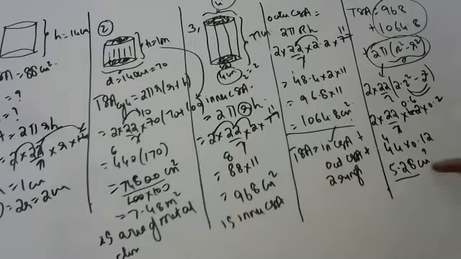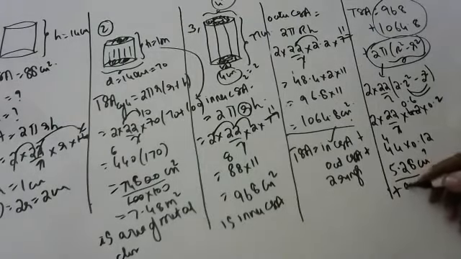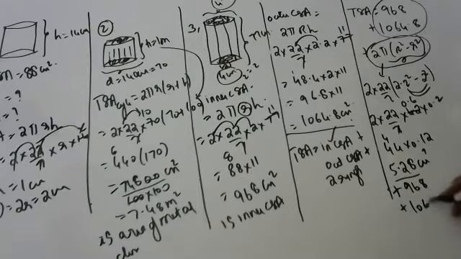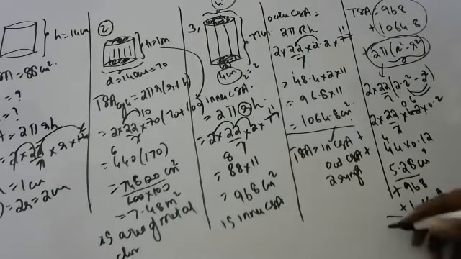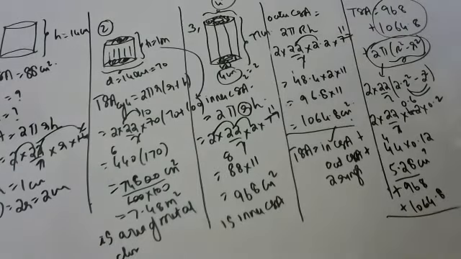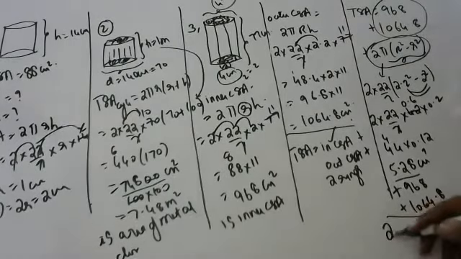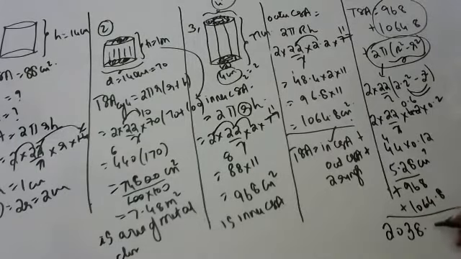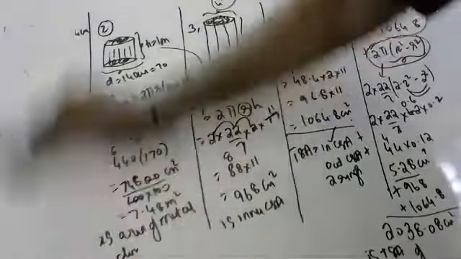So total is 968 plus 1064.8 plus 5.28, which is 2038.08 centimeters square. That is the TSA of the hollow cylinder. Very good, children. Your people are really saying very nicely. Fantastic, children.